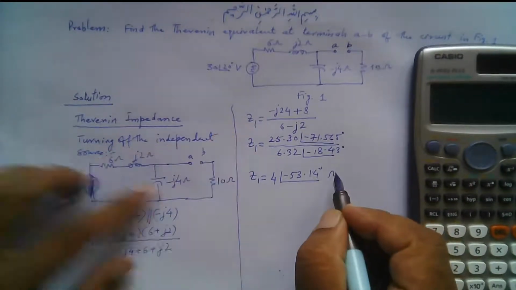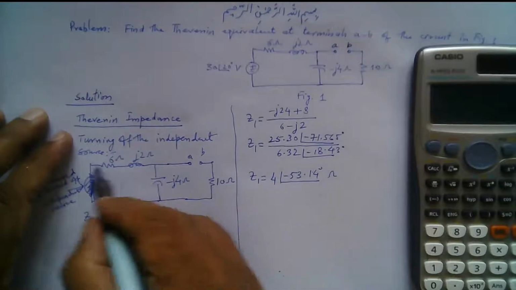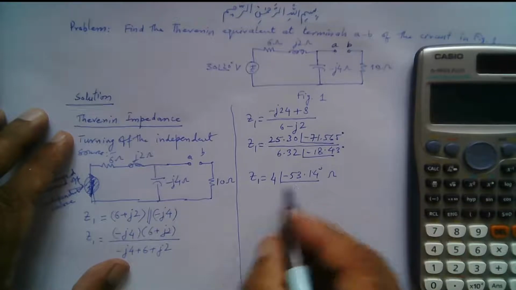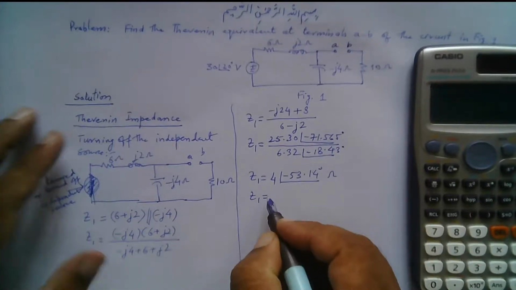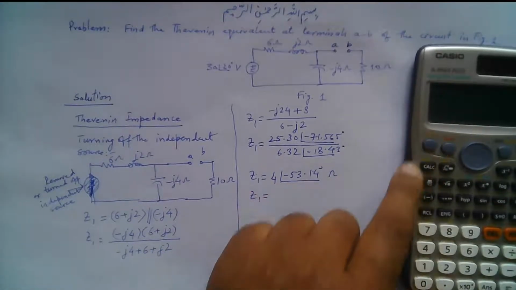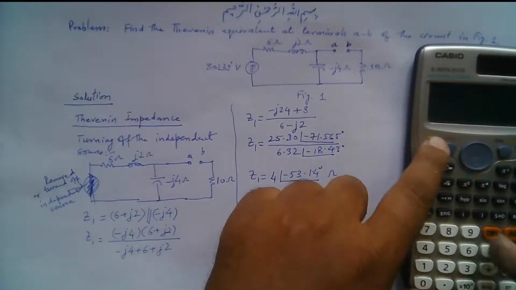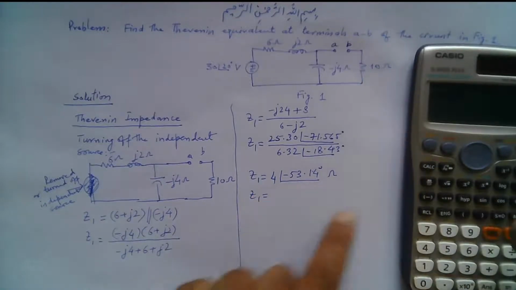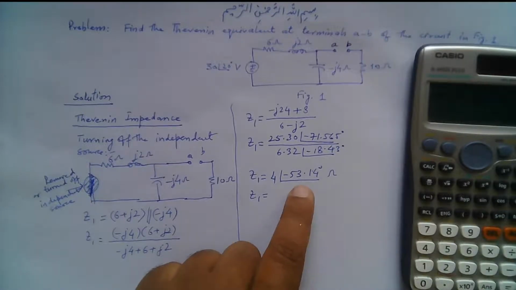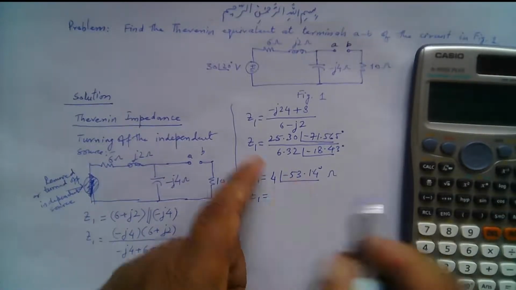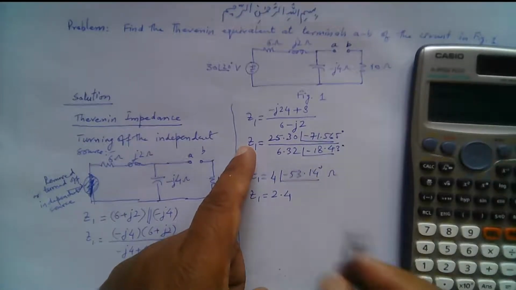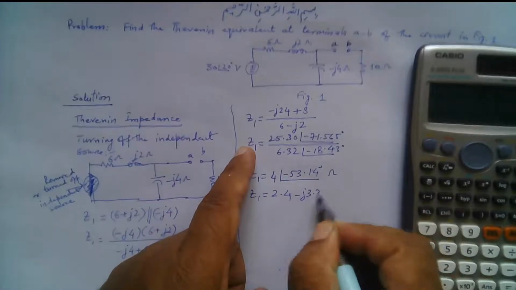ohm, right? So this is the impedance, this impedance here, 6 plus j2 in parallel with minus j4, we called it Z1. So this is this impedance. So let us convert this into the rectangular form also. So 4, and the angle is minus 53.14. So this is 2.4 minus J3.2 ohms.